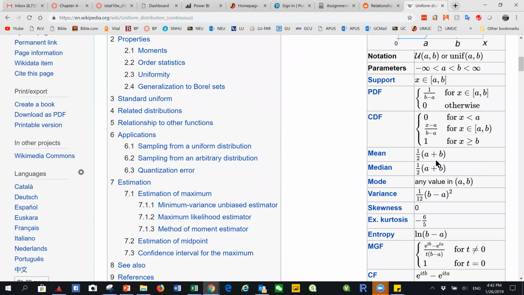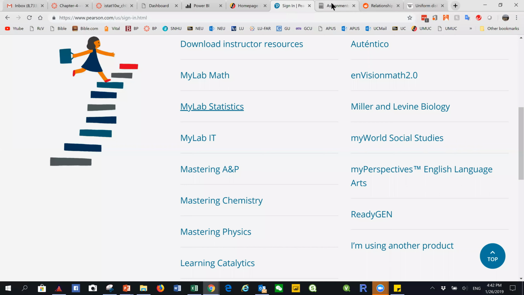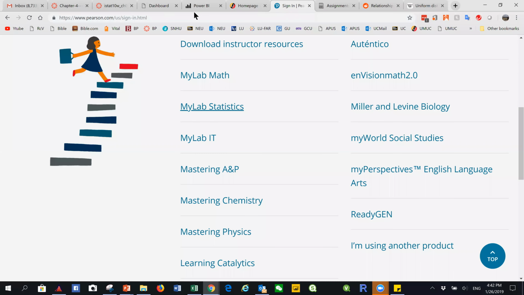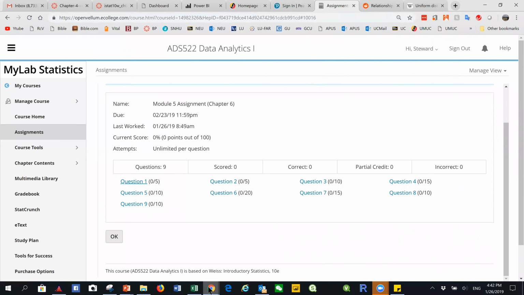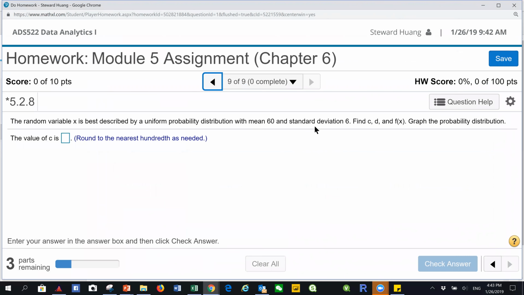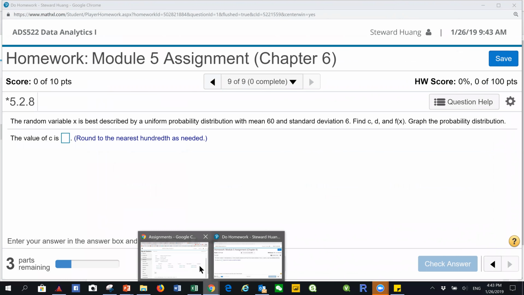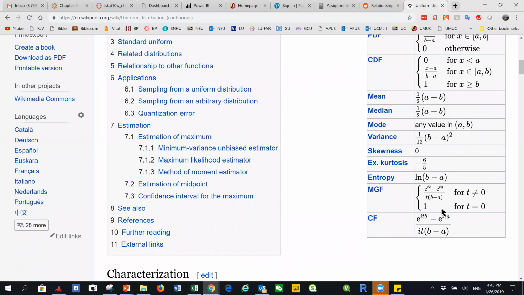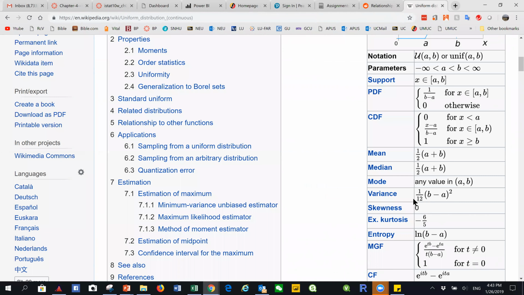You check, and it says the mean is this. If you know A and B, then A plus B divided by 2 will be the mean. And you also know the standard deviation. Let's look for standard deviation. You have the variance here, so the standard deviation is the square root of this.